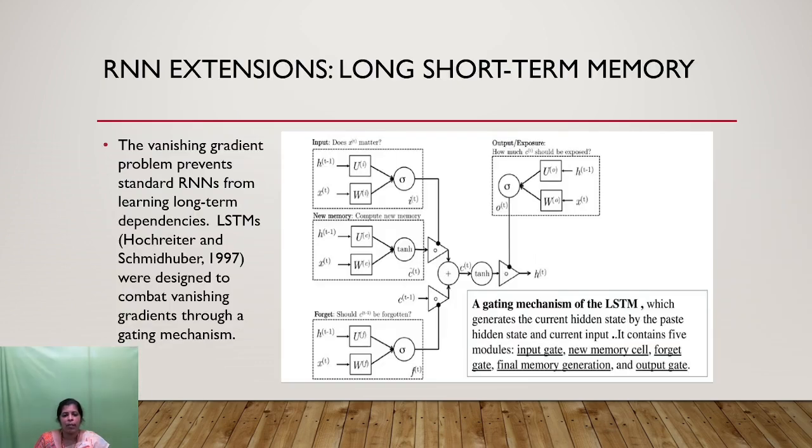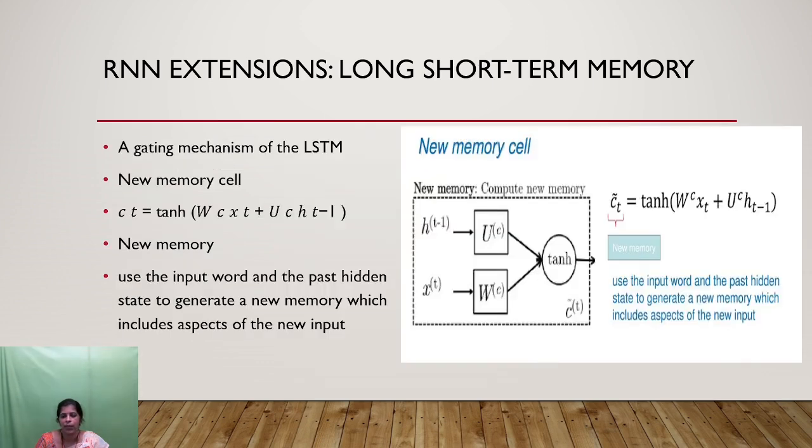Then the vanishing gradient problem, this also prevents the standard RNN from learning. So here, to combat that, we will be going for the LSTM, that is the long short-term memory network. Here we will have the input layer, hidden layer as well as the output layer. So you will have the input gate, new memory, forget gate, final memory, and the output gate. So five types of things.